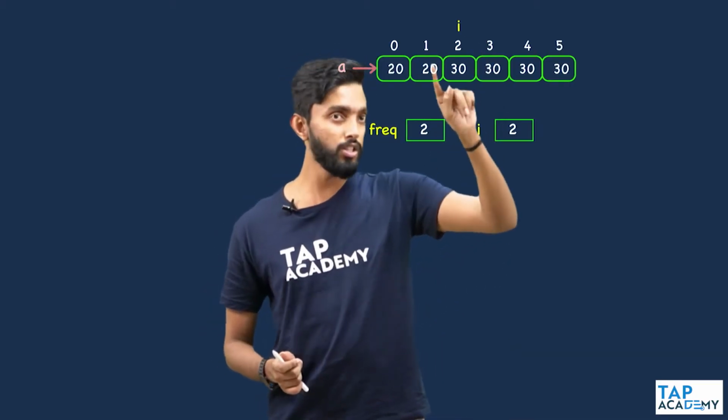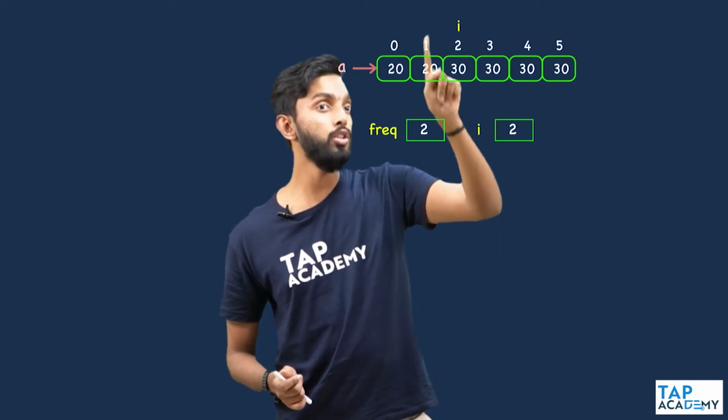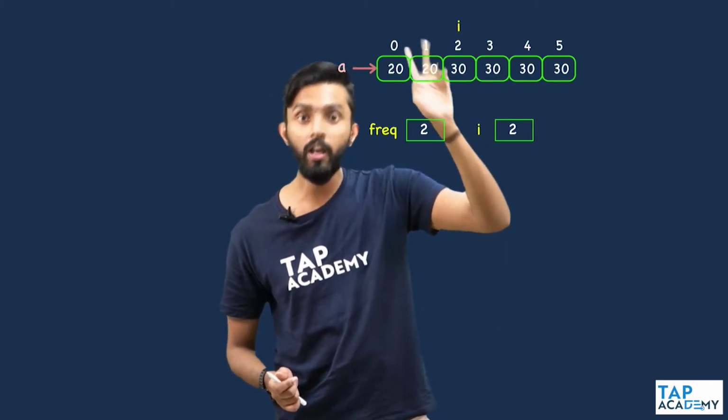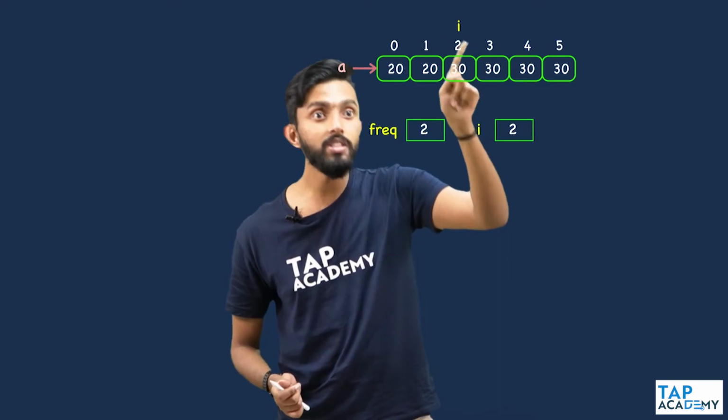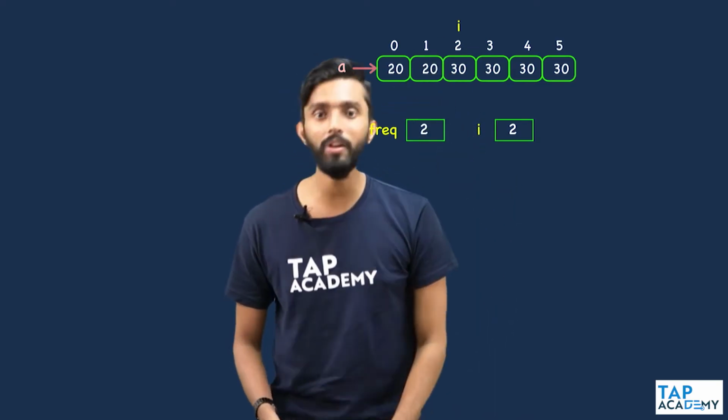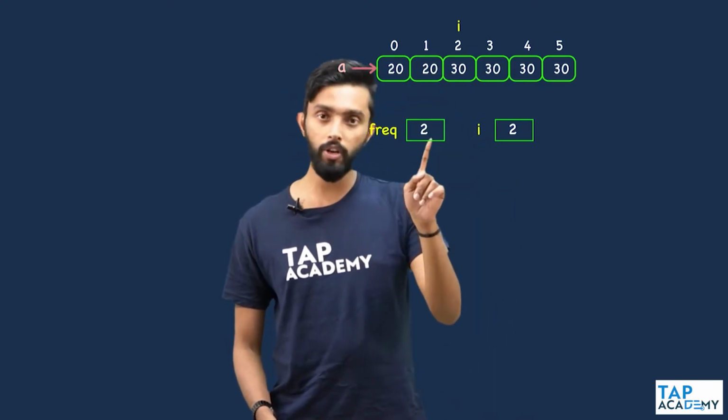Hence, the moment A of I is not equal to A of I minus 1, you have found the frequency of the previous element. That is what it means. I hope you are able to think. And what is the frequency?